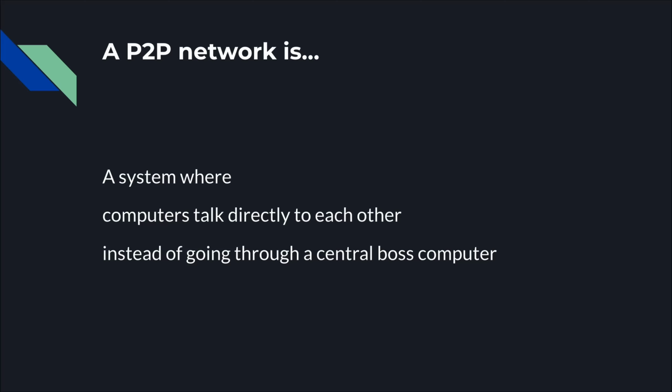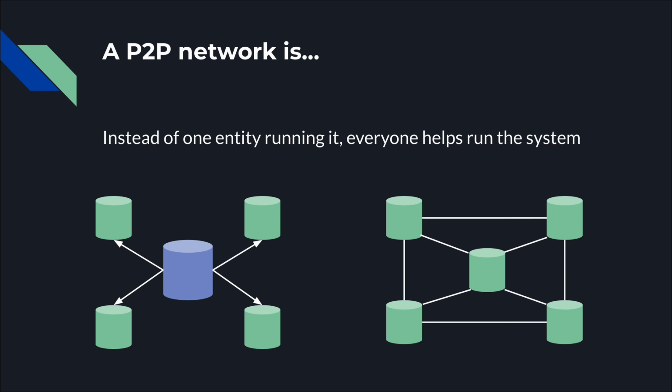A P2P network is a system where computers talk directly to each other instead of going through a main server or a central boss computer. So instead of a single entity running the entire system and coordinating various nodes of the network, we have all of the nodes working together and these nodes help run the system.